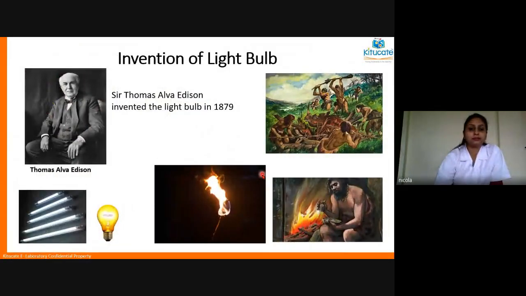Now, after the discovery of fire, the next important thing that was discovered was the light bulb. The light bulb works on electricity. Sir Thomas Alva Edison invented the light bulb in the year 1879. And because of the light bulb, we are able to do everything at night.